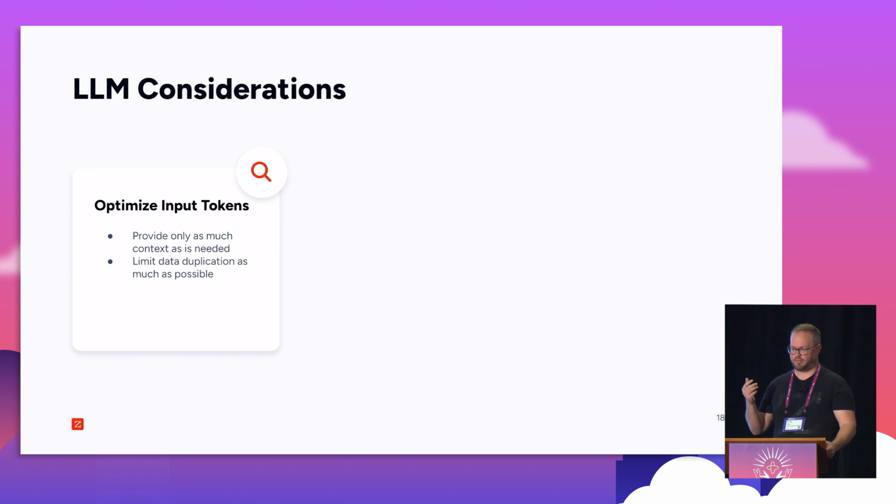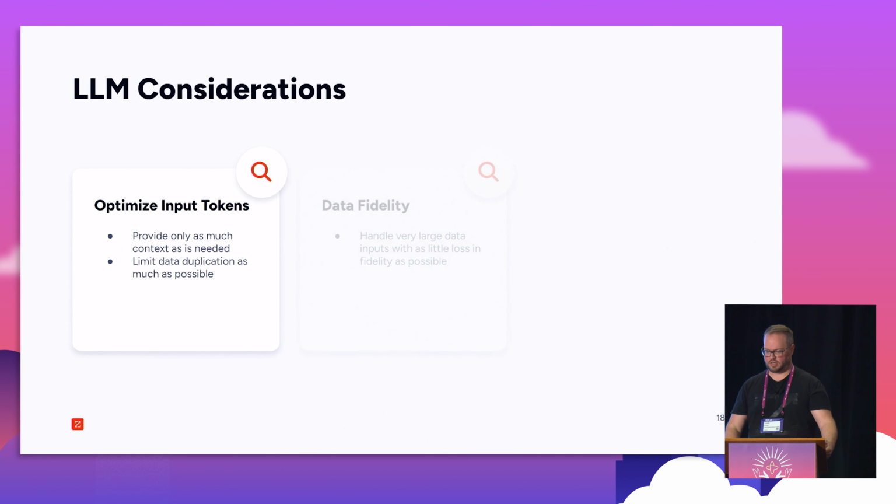One of the ways we did that is limiting anything that doesn't actually provide context to what we're trying to find. So out of office messages, automated replies, we filter those emails out. And then we also try to limit any data duplication as much as possible, and I'll talk about that in a second too. Data fidelity.